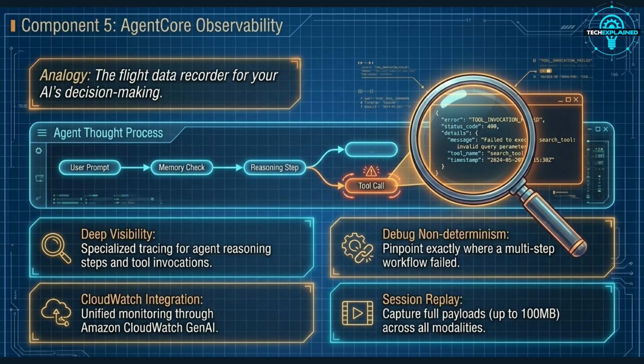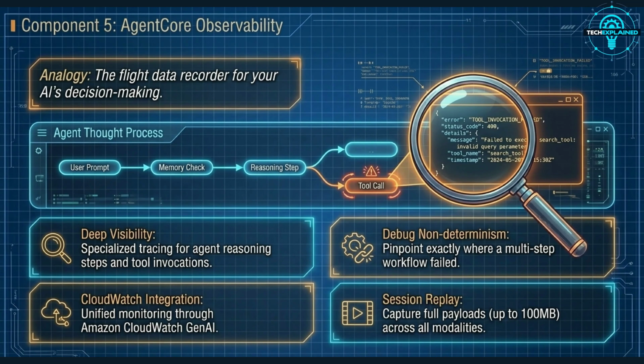Think of it like flight data recorders on an airplane. When something goes wrong, investigators don't guess what happened. They pull the black box and trace every reading, every action, every decision point. AgentCore Observability is your black box for AI. It captures every tool call, every reasoning step, every API response with timestamps and context. You can see exactly why the agent made the decisions it made and exactly where it went wrong if it did.